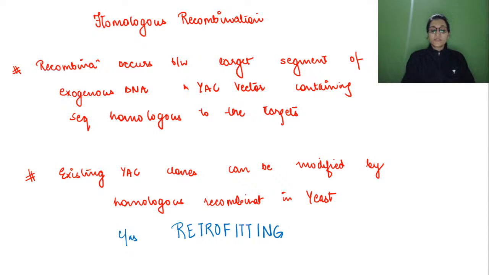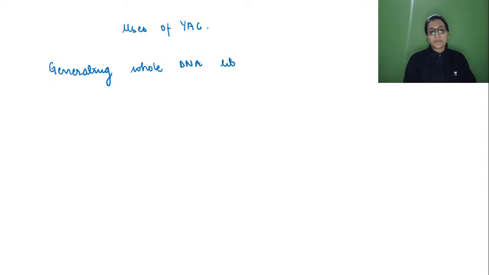Retrofitting. Now, what are the uses of yeast artificial chromosome? We'll be talking about the uses. So, uses of yeast artificial chromosome. Application of yeast artificial chromosome includes generating whole DNA libraries of genomes of higher organisms.